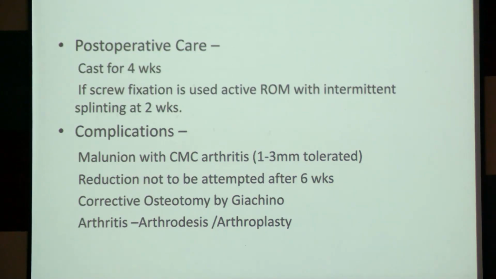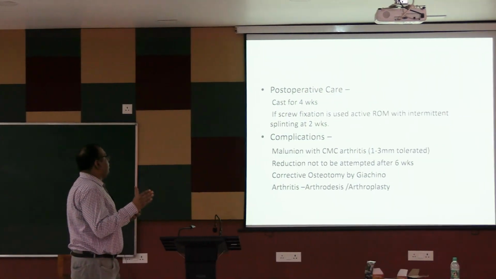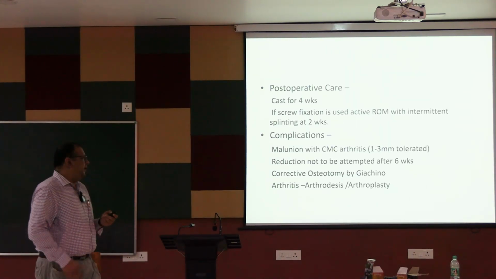Post-operative care, mainly you have to immobilize the joint. So you use a cast for 4 weeks, and if screw fixation is used, that is inside, so you can allow movement of the hand. If K-wire is used, you need to keep it in a cast, at least a slab or a splint, so that it does not move. And you remove the K-wire at 3 weeks, and then you allow movement of the hand.